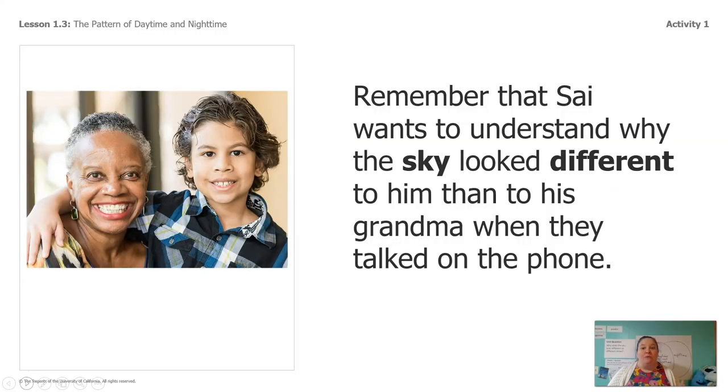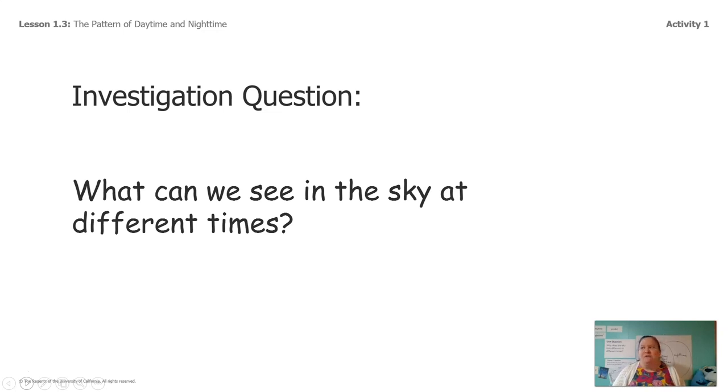All right, so if we remember, we've got Sai and his grandma. And Sai wants to know why the sky looked different to him than it did to his grandma when they talked on the phone. Okay, so that's what we're looking at today. And in order to figure out that really big question, we're gonna look at a tiny question today, which is, what can we see in the sky at different times? What do we see in the sky in the morning, in the afternoon, at night?